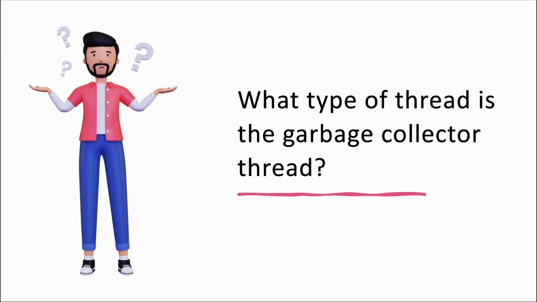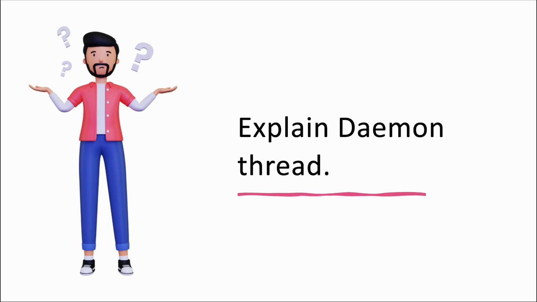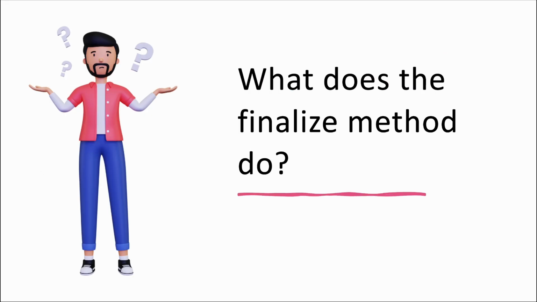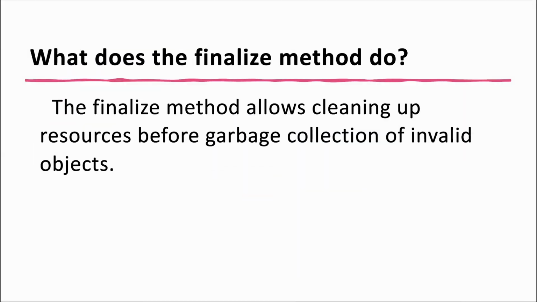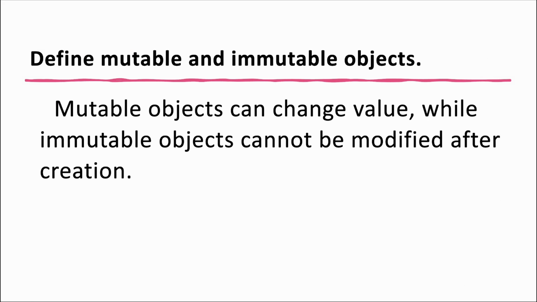Next question is, what type of thread is the garbage collector thread? Answer is, the garbage collector thread is a daemon thread. Next question is, explain daemon thread. Answer is, a daemon thread operates in the background, supporting other threads. It doesn't prevent the JVM from terminating when user threads complete. Next question is, what does the finalize method do? Answer is, the finalize method allows cleaning up resources before garbage collection of invalid objects. Next question is, define mutable and immutable objects. Answer is, mutable objects can change value, while immutable objects cannot be modified after creation.